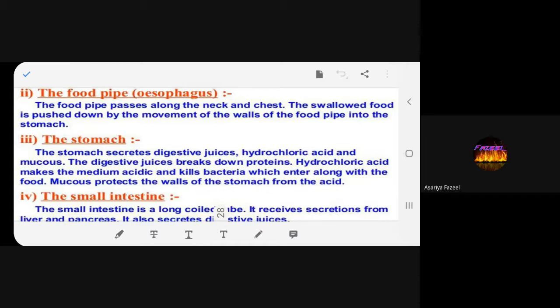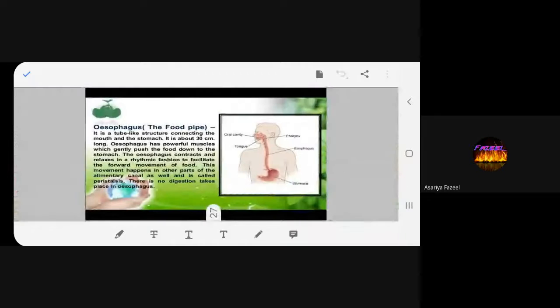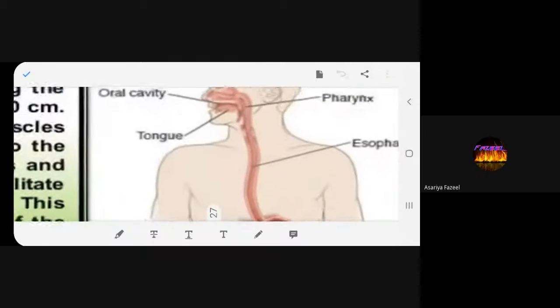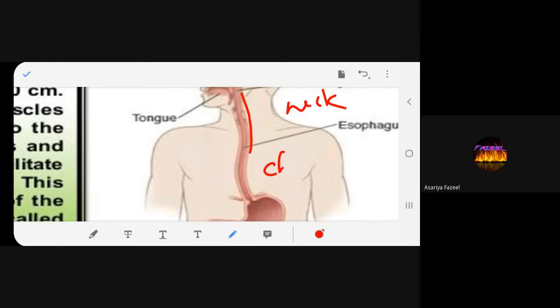Okay. Now the food pipe, I just want to show you. This is the food pipe. You see this food pipe? So it is going to the neck. And this is the chest, right? So it is going through the neck and the chest to the stomach. So this much of region is called the food pipe. Do you understand?